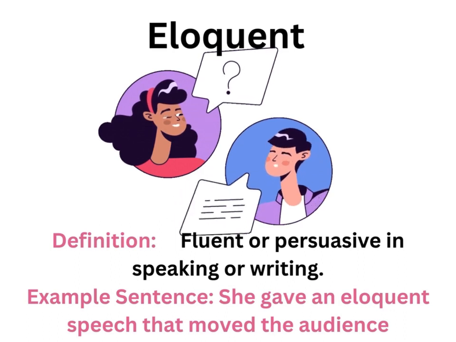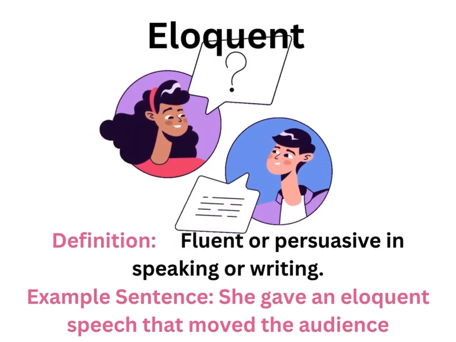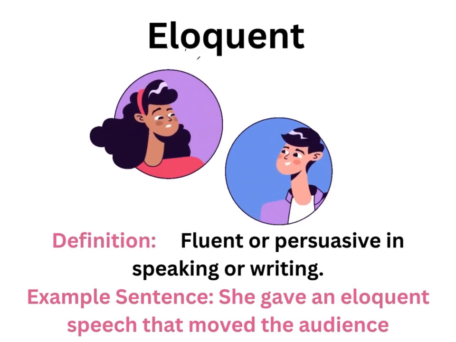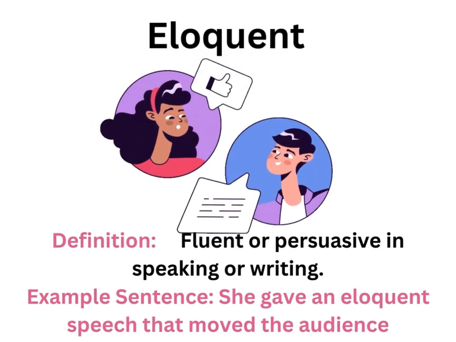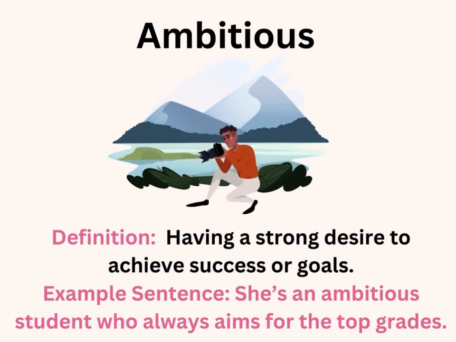Eloquent. Definition: fluent or persuasive in speaking or writing. Example sentence: she gave an eloquent speech that moved the audience. Ambitious. Definition: having a strong desire to achieve success or goals. Example sentence: she's an ambitious student who always aims for the top grades.